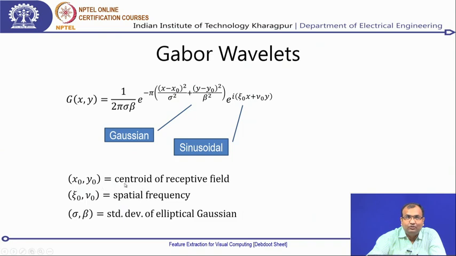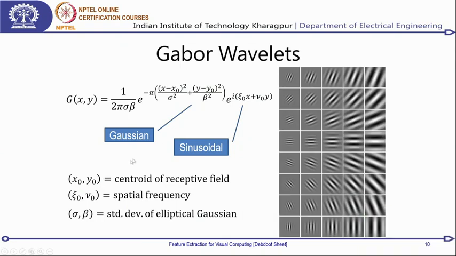One is this x naught and y naught, which is called the centroid of the receptive field, or where exactly your wavelet kernel is located. Zeta naught and nu naught are the spatial frequencies. So, these are the x direction and y direction spatial frequencies for your sinusoid, and sigma and beta are basically the standard deviations of the elliptical Gaussian over here. Now it looks like a complicated equation, but what turns out is quite interesting.